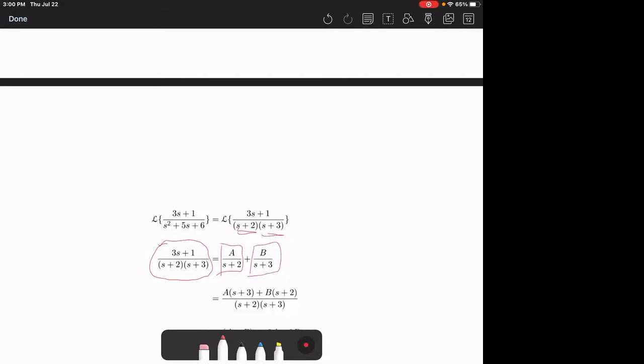So we set it equal to a over 1 factor plus b over the second factor. Now we're going to multiply to get a common denominator. So it's a times s plus 3 plus b times s plus 2 over s plus 2, s plus 3. And now you can see how this fraction takes the same form as the one in the original equation. So if we can solve for a and b, we will have successfully broken up this large fraction into a sum of two smaller fractions.